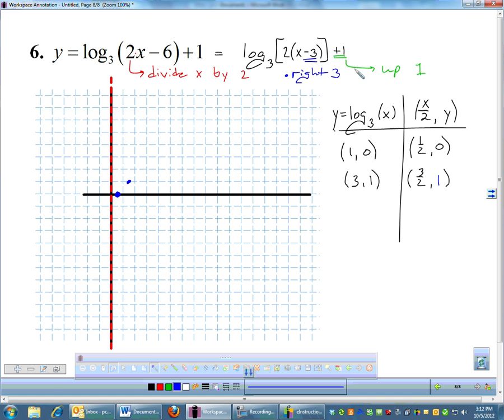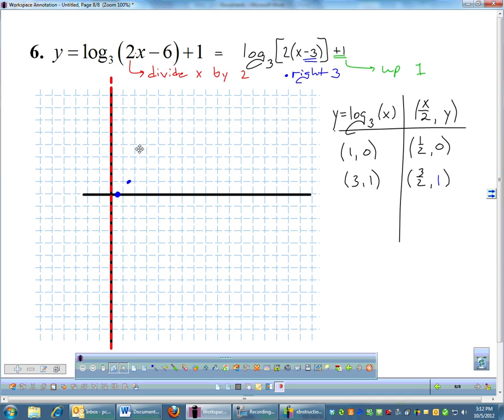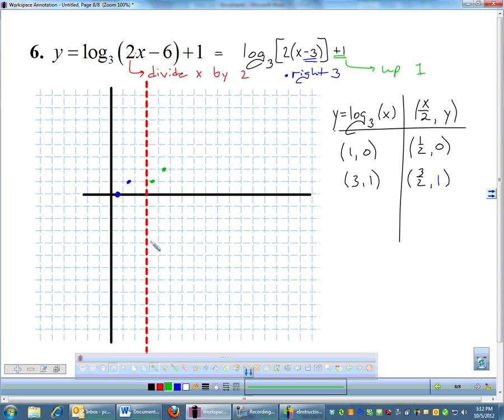But then we need to start moving things around. I see a right 3 and an up 1. I'm going to start with the asymptote. Right 3, so 1, 2, 3 to the right. And if I move it up 1, it won't change because it's a vertical asymptote. Then these 2 points, I will do the same. Right 3, up 1. This point right here, right 3, up 1. And here comes the graph. Follow that vertical asymptote. Hit those 2 points. And there we are.